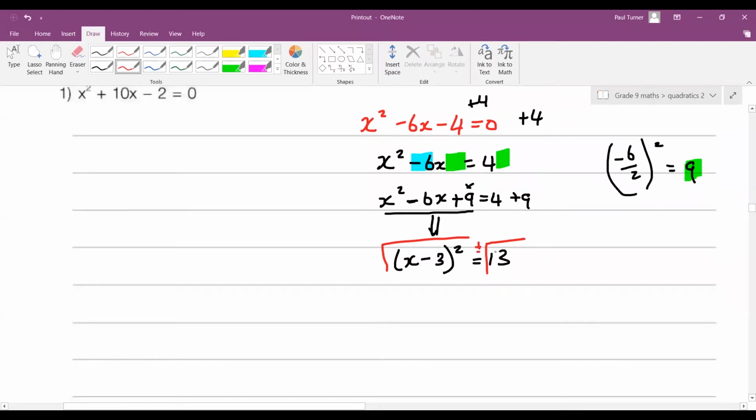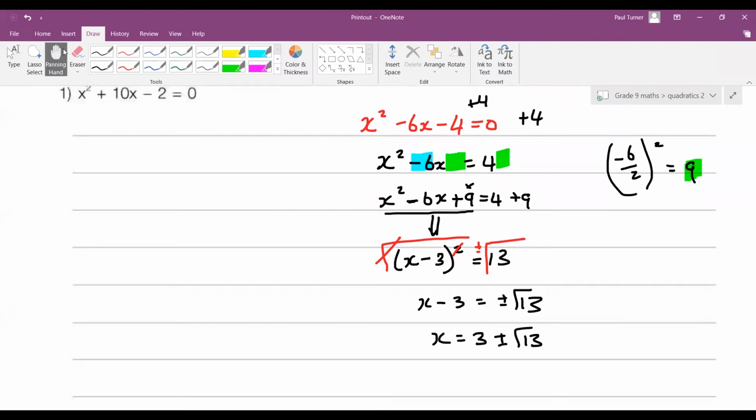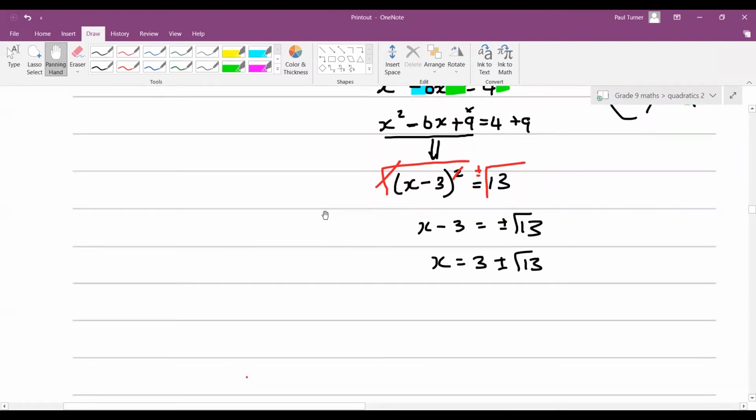So then we have plus or minus. So remember your plus or minus, root 13. That root will cancel the square. So then you've got x minus 3 equals plus or minus root 13. And then the -3 will come over to become 3 plus or minus root 13. Now in the item pool, you will need to write this as a decimal.